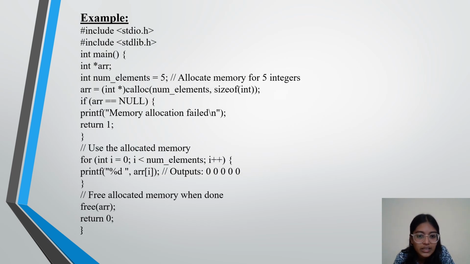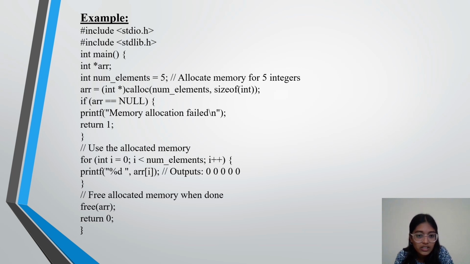So now let's consider an example for calloc. Include stdio.h and stdlib.h, main function. Here I'm defining pointer array, and int num_elements is 5. So here we allocate memory for 5 integers. 5 integers could be allocated in this line, and array is equal to int star calloc of num_elements comma size of int. num_elements is 5. So the size of that is 5 times the size of one integer.